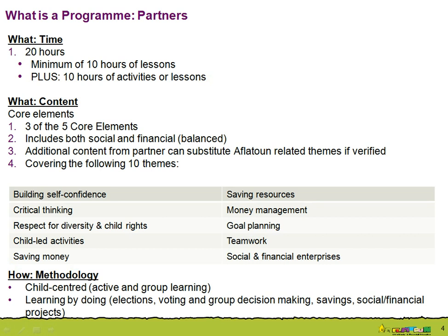So what else? The content. It must have a majority of the core components, so 3 out of 5 of the core elements. The program must contain a balance of both social and financial education. A core component of what we do, or core part of our mission, is that it's social and financial education, not just financial and not just social.